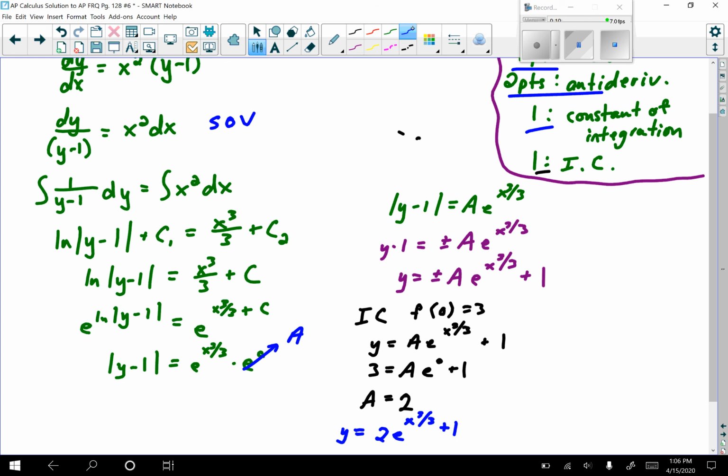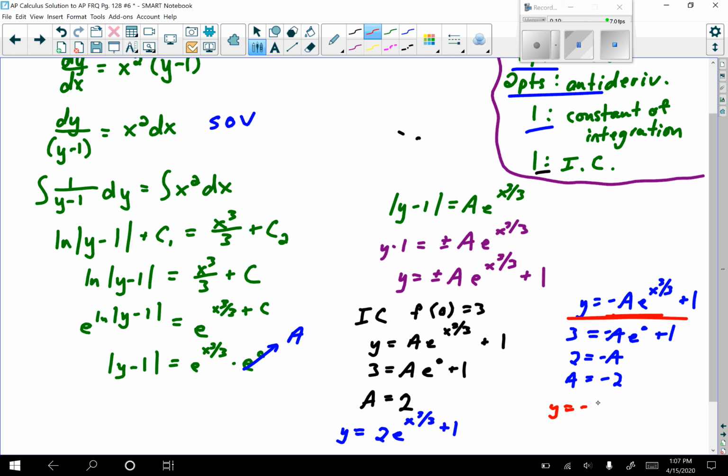If we used y equals the opposite of a times e to the x cubed over 3 plus 1, we would eventually get, using this here, 3 is equal to negative a, e to the 0 plus 1. So 2 is equal to negative a, which means a is equal to negative 2. But now if we go to substitute this back into this equation right here, y is going to equal the opposite of negative 2 times e to the x cubed over 3 plus 1, which brings us back to y equals 2 times e to the x cubed over 3 plus 1.